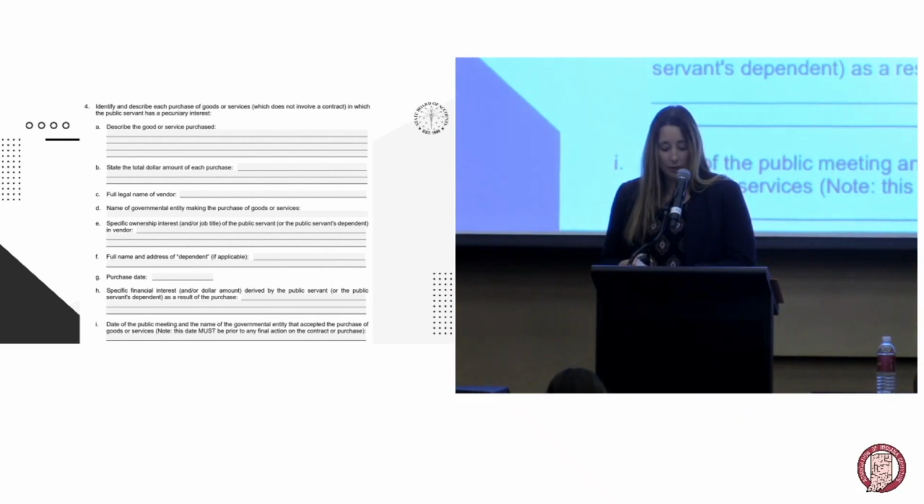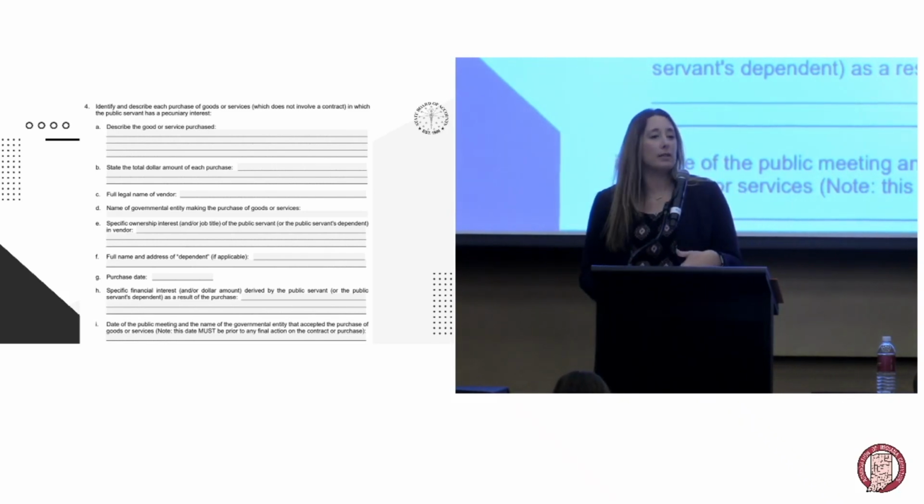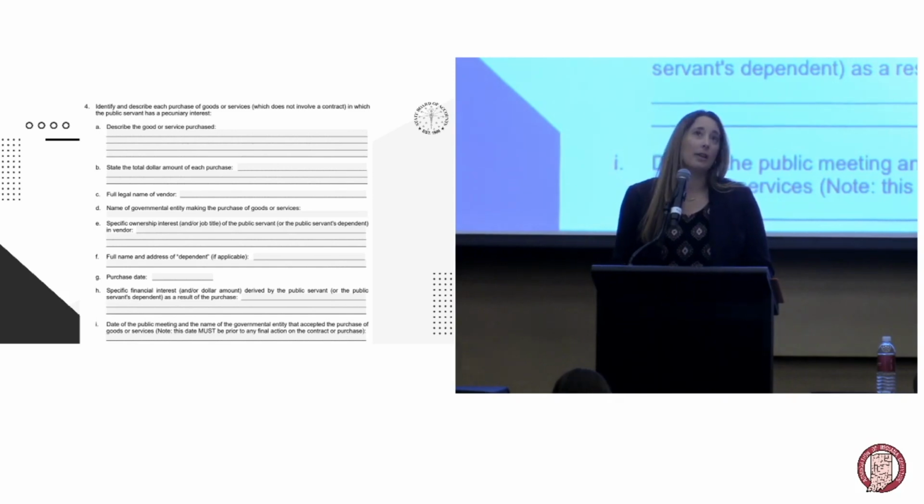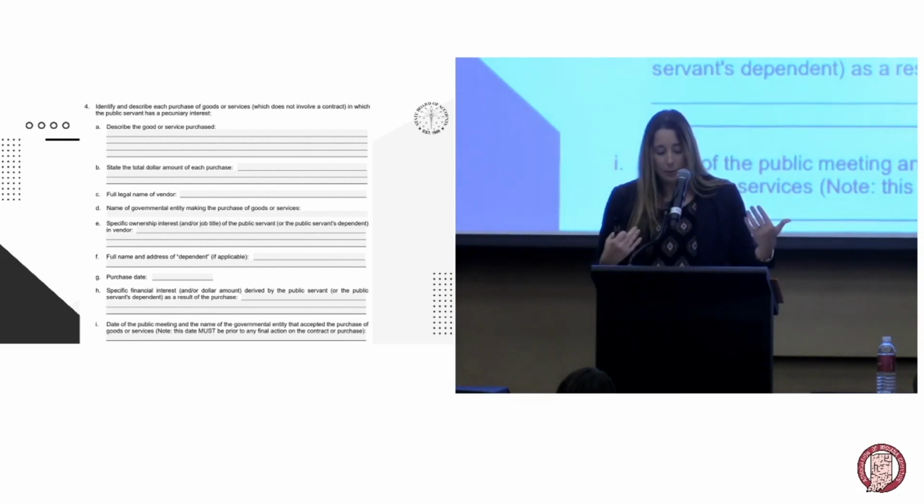Again, so now we have section 4, and this is for goods and services. So if you, I'm trying to think of an example. You owned maybe a local hardware store where they were coming and going and buying some supplies, and you had a conflict of interest. Just one of many examples. This would be where you would fill out the information here. It wants you to describe the goods or the services purchased.